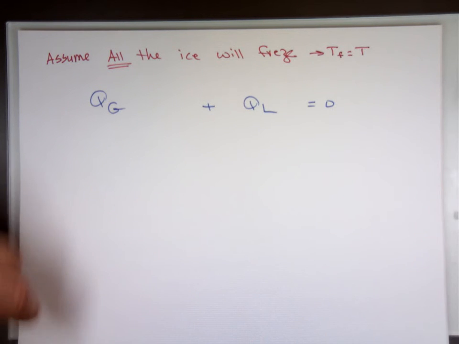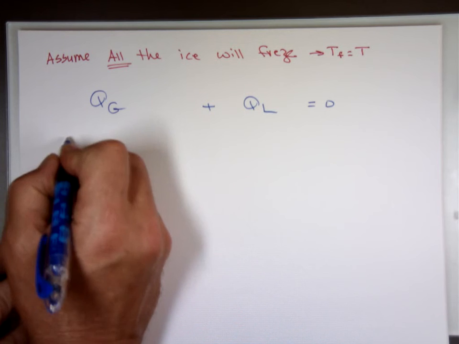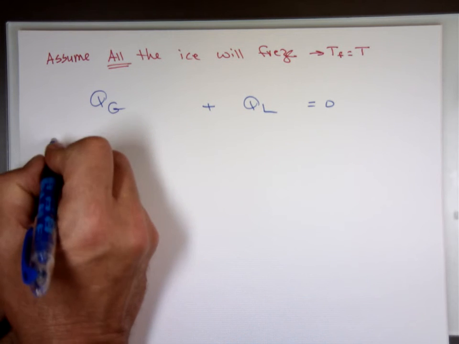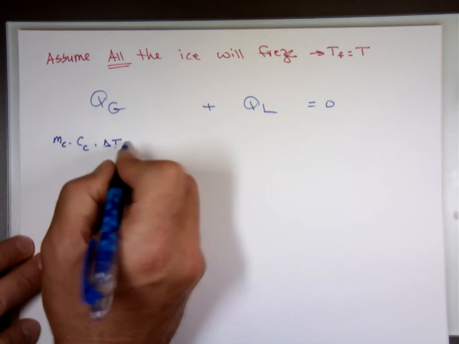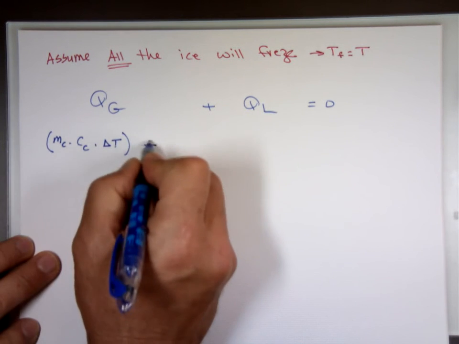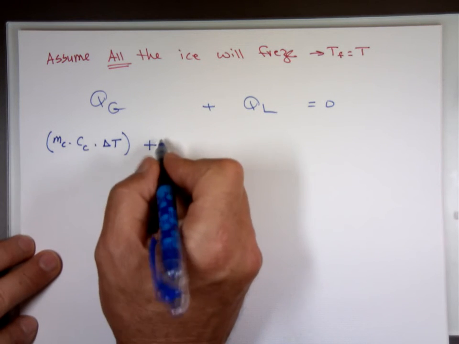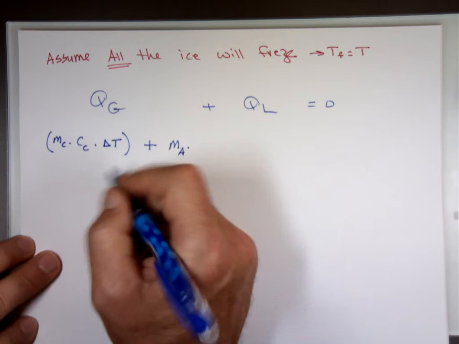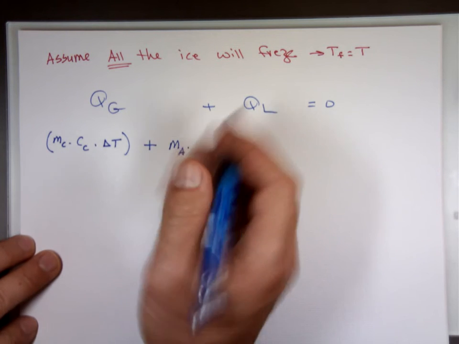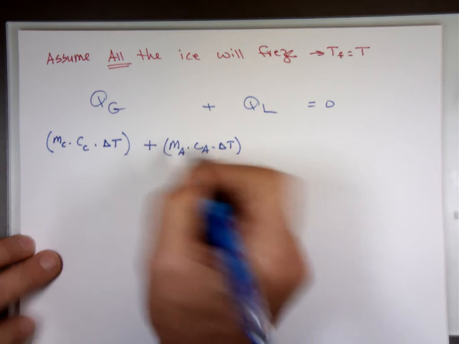Q gain plus Q loss equals 0. Who gains heat? We take that copper, which is the mass of the copper, C of the copper times delta T. Who lost? Well, first the water is going to go from 4 to 0. The aluminum too is going to go from 4 to maybe -2, -3, who knows? It's not going to change the phase for aluminum, but the water will.